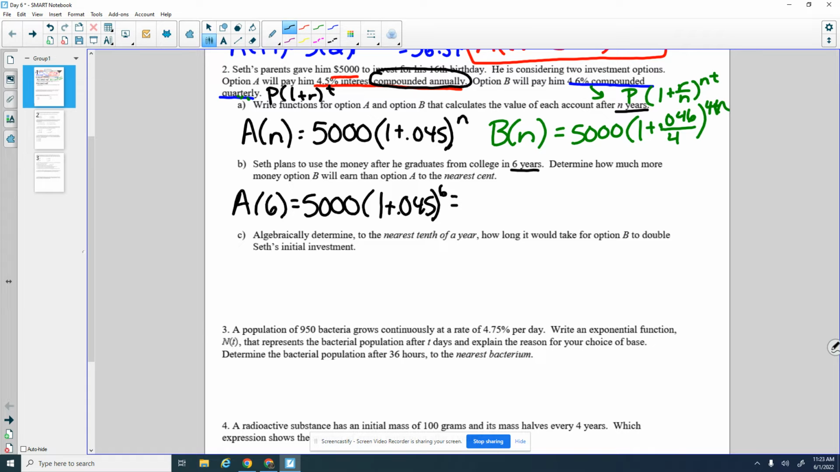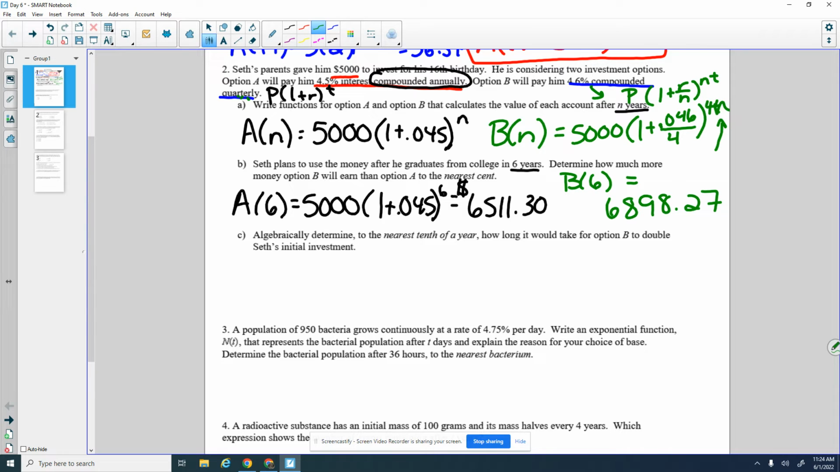And that will give me $6,511.30. For B of 6, we're basically just plugging in a 6 here. I don't really have room to write it, but if I typed that all in, I would get 6,898.27.